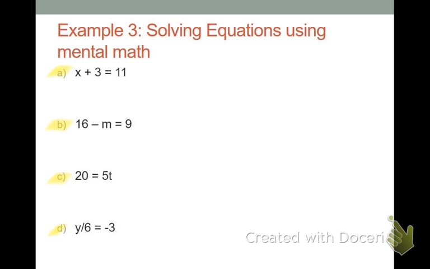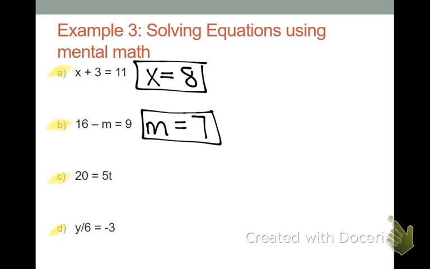What number plus 3 equals 11? Don't just write 8. Okay, so this is the important part. On your homework assignment tonight, you write the original equation, and then you're going to write x equals 8. Simple enough. Okay? Do B, C, and D. Just the same way. M equals blank, T equals blank, Y equals fill in the blank. Okay, so 16 minus what number equals 9? M equals 7.